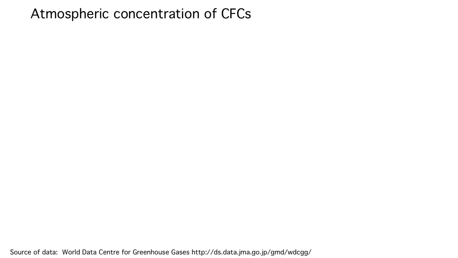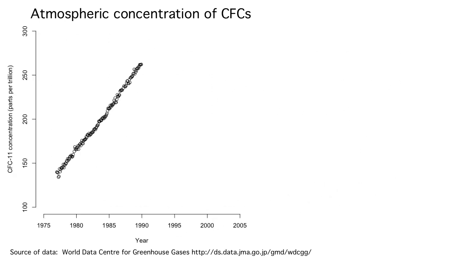Chlorofluorocarbons, or CFCs for short, are chemicals that were widely used in refrigerants and aerosol cans. But they are known to contribute to ozone depletion in the upper atmosphere. Concentrations of CFCs in the atmosphere have been measured in a variety of locations around the globe since 1977. This plot shows the concentrations from 1977 until 1990, measured at the top of a dormant volcano in Hawaii.